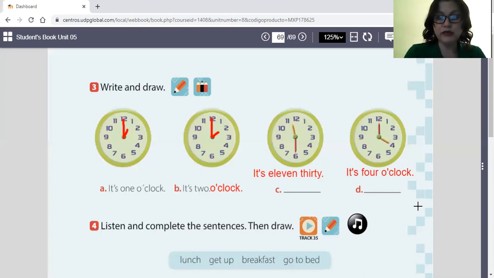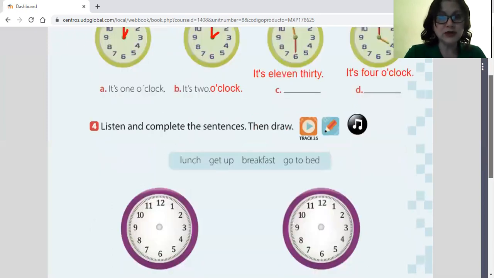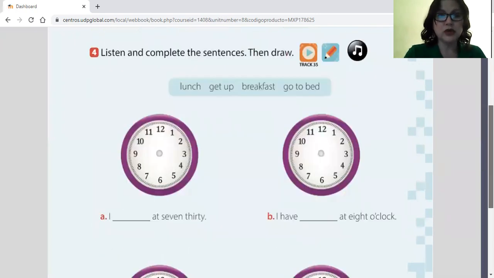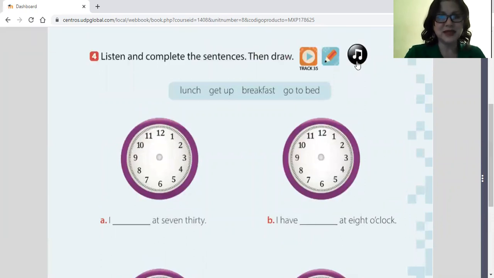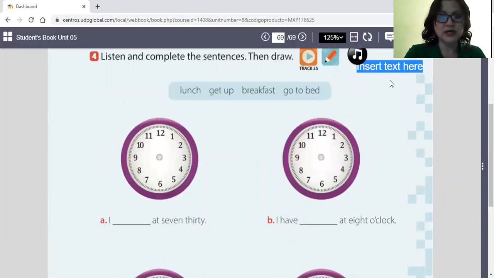In activity number 4 it says, listen and complete the sentences. So we have some clocks in here. We're going to listen, okay? First of all, we're going to listen.